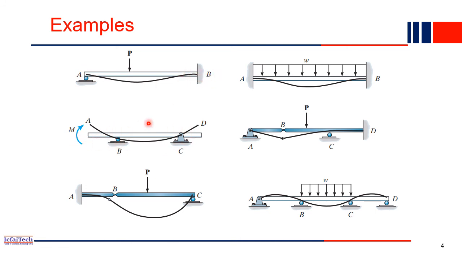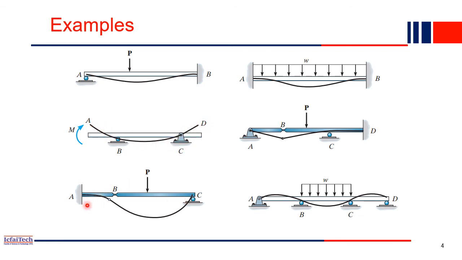Similarly, if you draw the deflected shape of this beam, here only a concentrated moment is acting at this point. Because of this moment, this beam will deflect in this manner because this is a roller support. That's why here you have a negative slope, here you have a positive slope. Again, here also it will go up, right? This is the deflected shape of this beam.